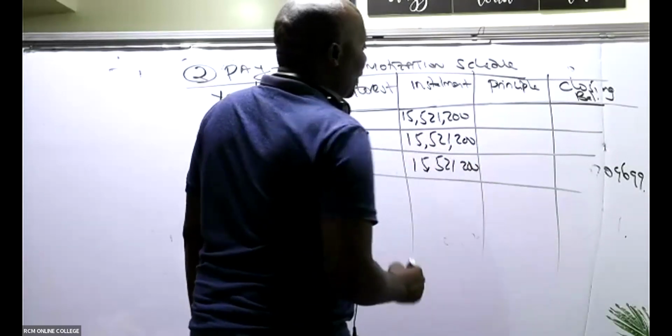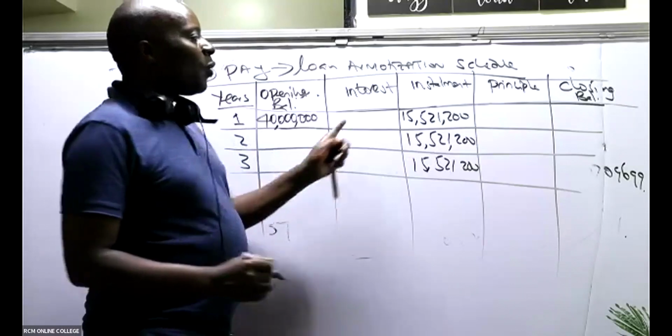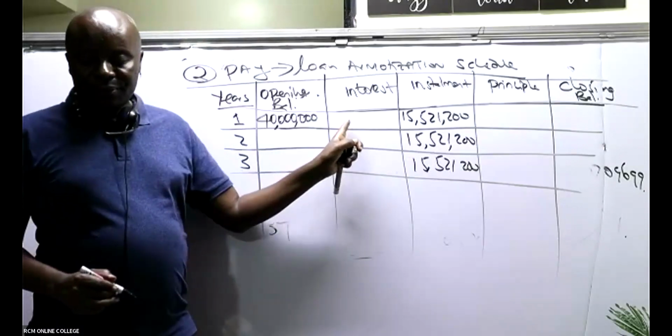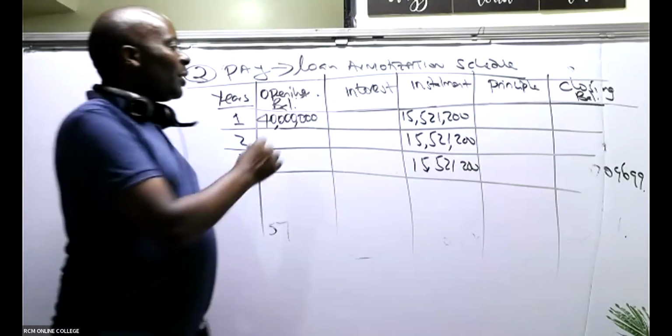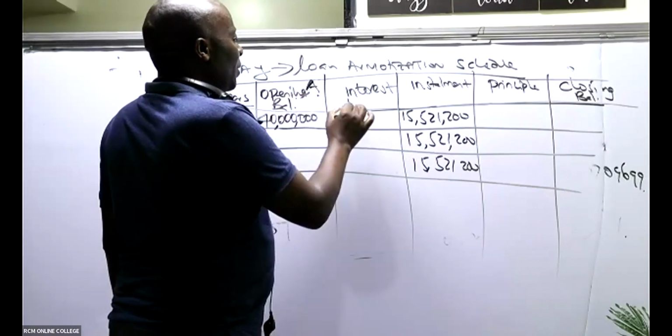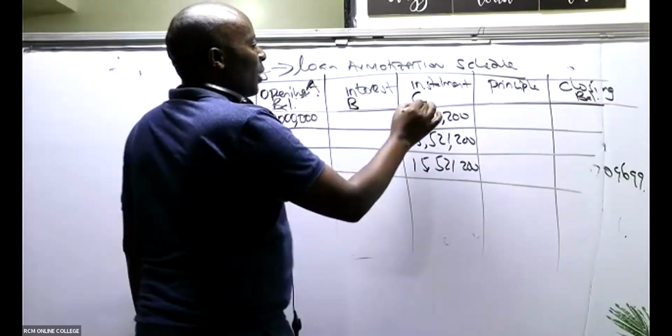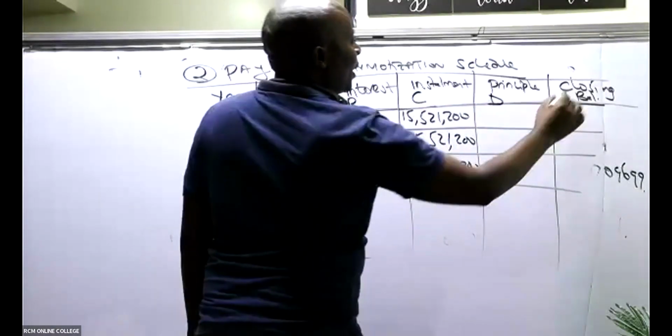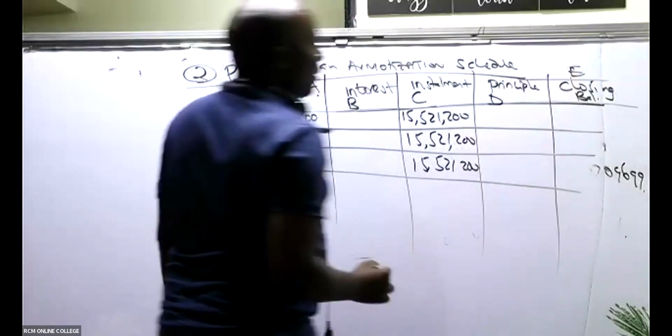Remember, it can't be that easy. There will be issues like what year? Interest. Interest will be there. So remember, this is our column A, this is our column B, this is our column C, this is our column D, and this will always be our column E.